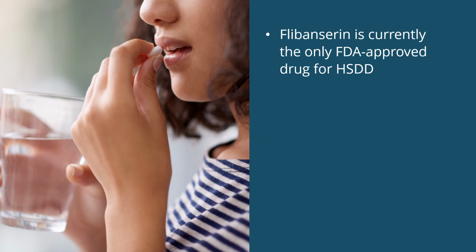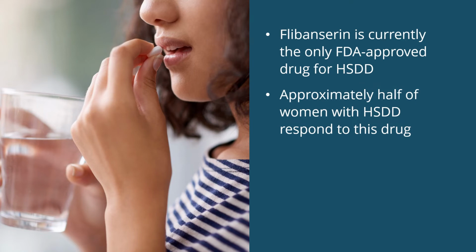Flibanserin is currently the only FDA-approved drug for generalized acquired HSDD and is indicated for premenopausal women. It is a non-hormonal agent that affects neurotransmitters that influence sexual desire. Clinical data suggests that approximately half of women with HSDD may respond to Flibanserin. Adverse events include dizziness, somnolence, and nausea.